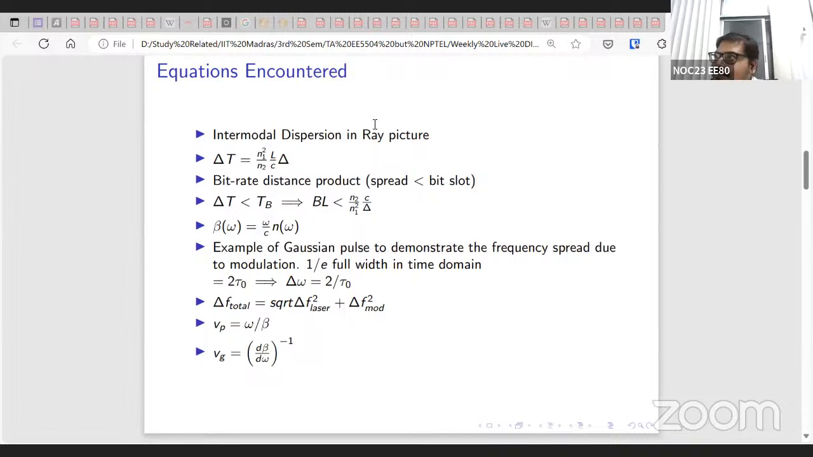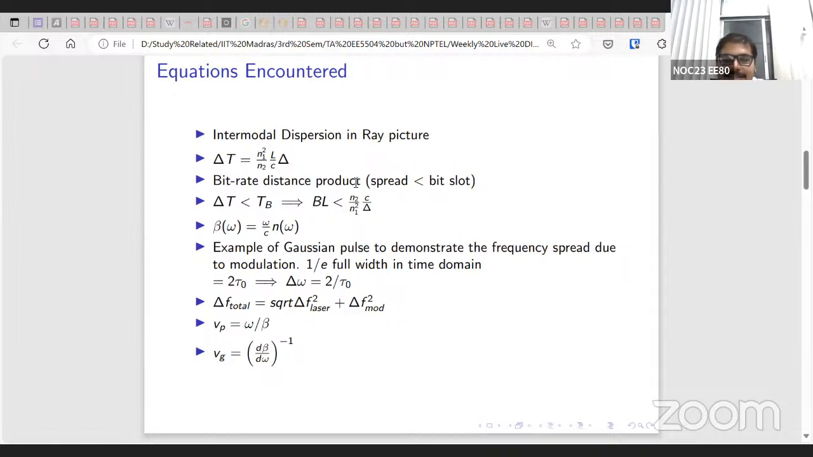From the intermodal dispersion ray picture, we saw what is the time difference between a wave traveling straight through and the slowest wave, the one only touching the critical angle, following that. So similar, like here you first get introduced to this time delay concept.